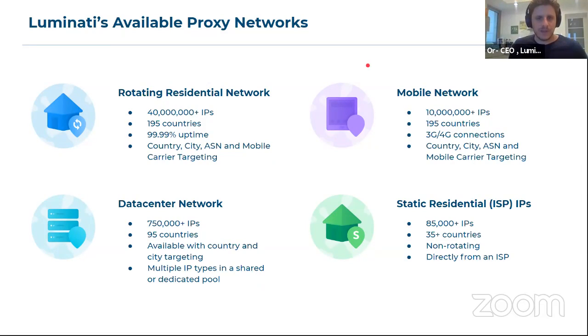Similar to the residential network, we have the mobile network. This is exactly the same as the rotating residential network. But in some cases, we will allow using a very small portion of the data plan, and not the Wi-Fi. It means mainly in the AdTech market, sometimes you want to see the advertisements that are being presented to the real consumers, but sometimes consumers will get different ads if they are connected to the internet via Wi-Fi or via 3G, 4G, LTE, and so on.